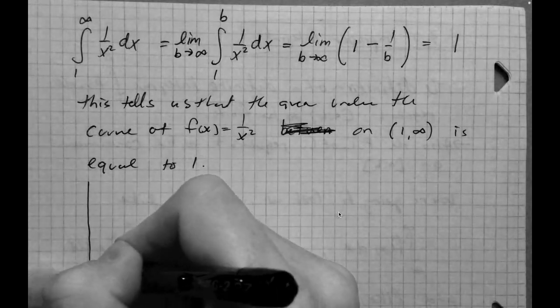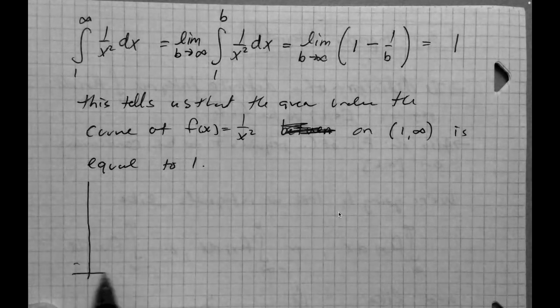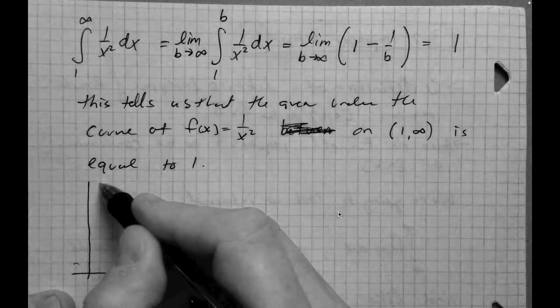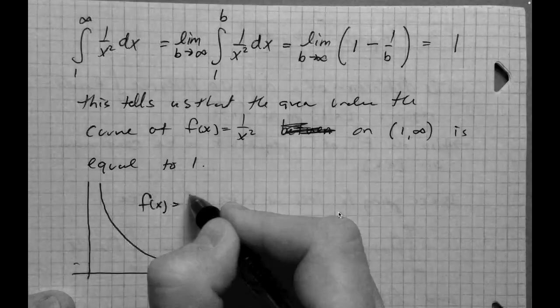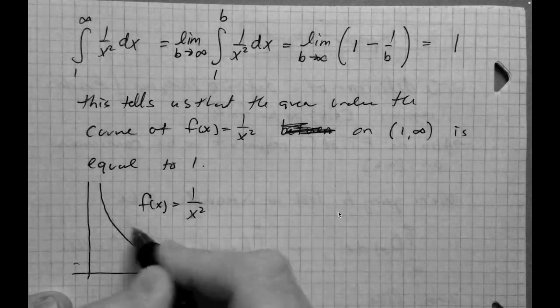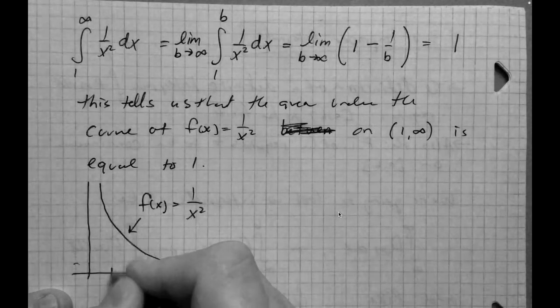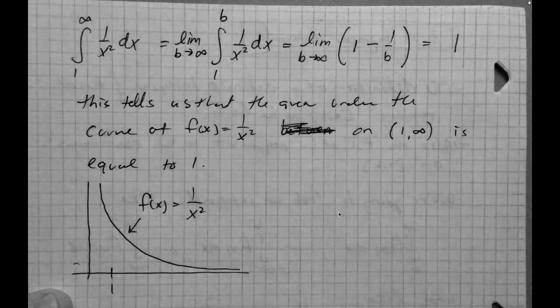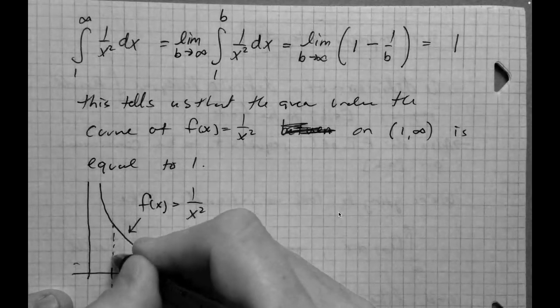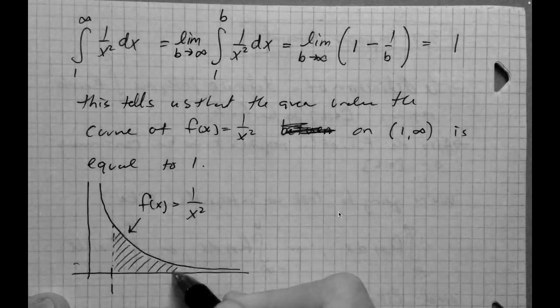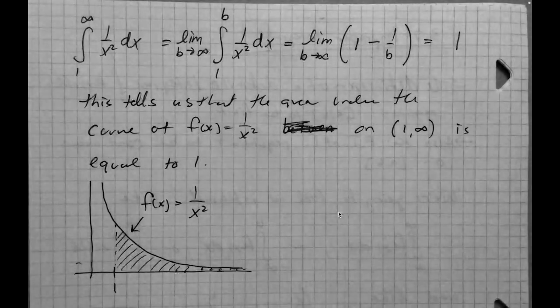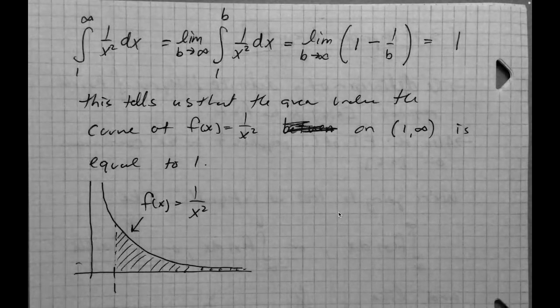If this is the first time you're seeing this, you may be saying to yourself, what? Hold on a second. You've got this function f of x equals 1 over x squared. 1 is going to be on here somewhere, whether that's a good picture or not, I don't know. But what this basically says is that the area from 1 all the way up to positive infinity is a finite number.